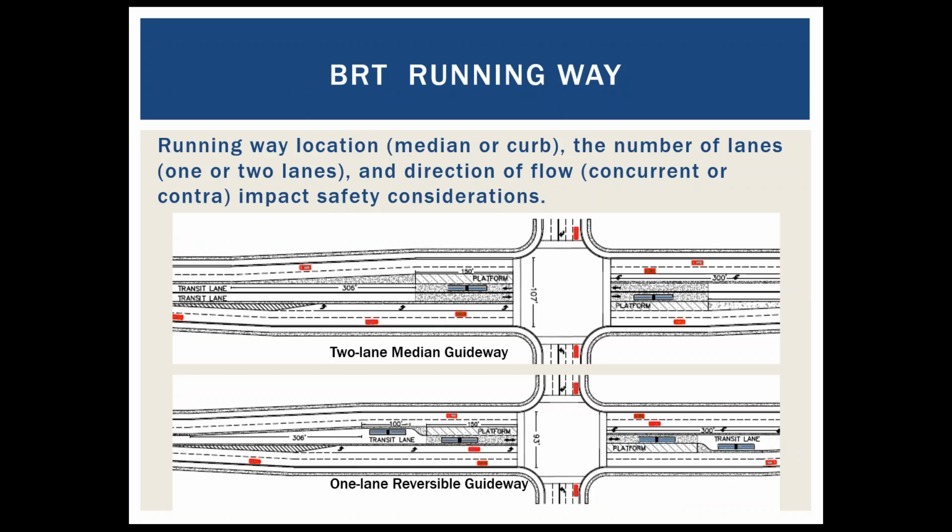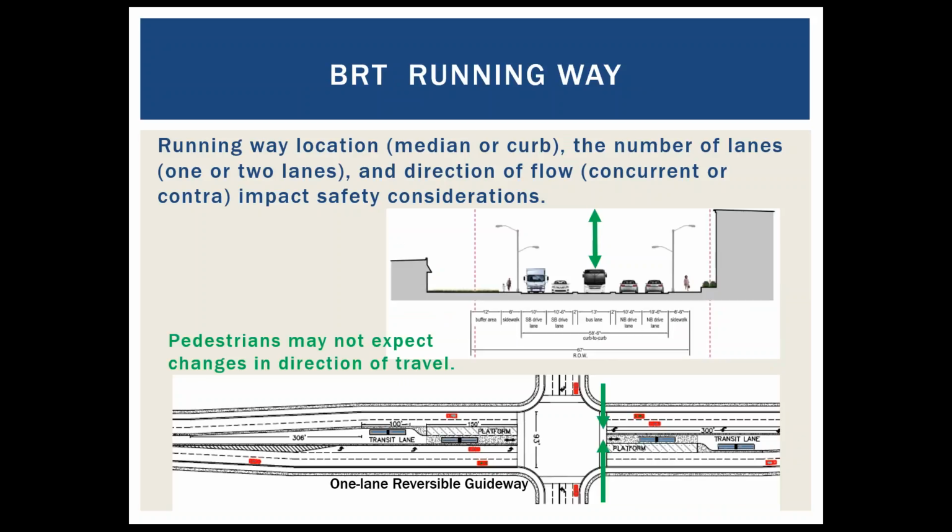Now, some of the unique design features of BRT are having a running way. And you can see here there's two different types of running ways that are shown on this slide. You have a 2-lane median guideway and then 1-lane reversible. But one of the key things to think about with this 1-lane reversible is the confusion for pedestrians potentially. You can see there's a cross-section of one as well as that plan view below. And the difficulty is that they're looking when there's a BRT bus approaching. Now, ideally, you have a signalized intersection here, but sometimes you want some additional warnings so that pedestrians are looking both ways before crossing, or sometimes electronic signage can be provided that alerts pedestrians to the direction of travel.